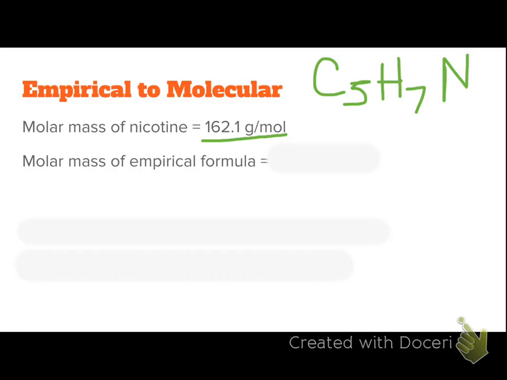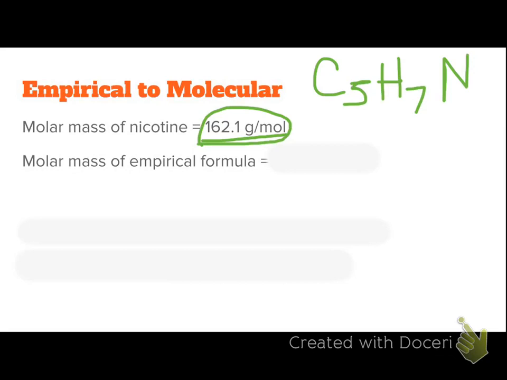Now we haven't used that number yet. Whenever you are given the molar mass of the compound, you are not going to use that until you're finding the molecular. Do not use this number. We didn't use it at all for the empirical. You are only going to use that for the molecular. So make sure that you are not using this molar mass number until you get to the end. So we're given that in the problem.